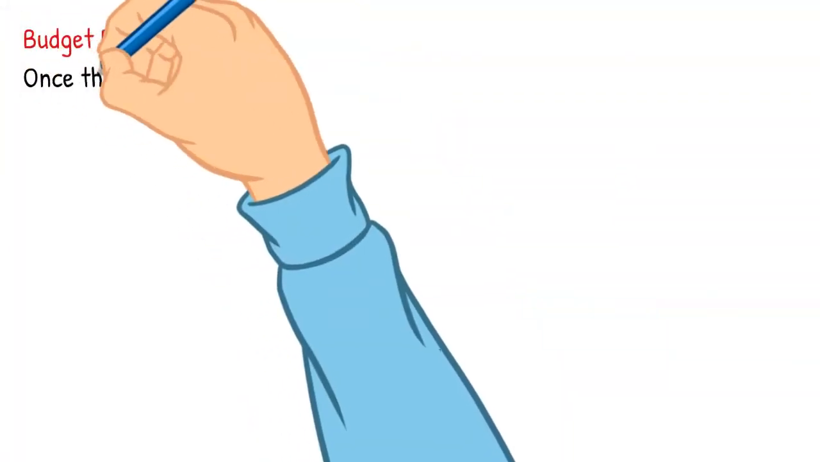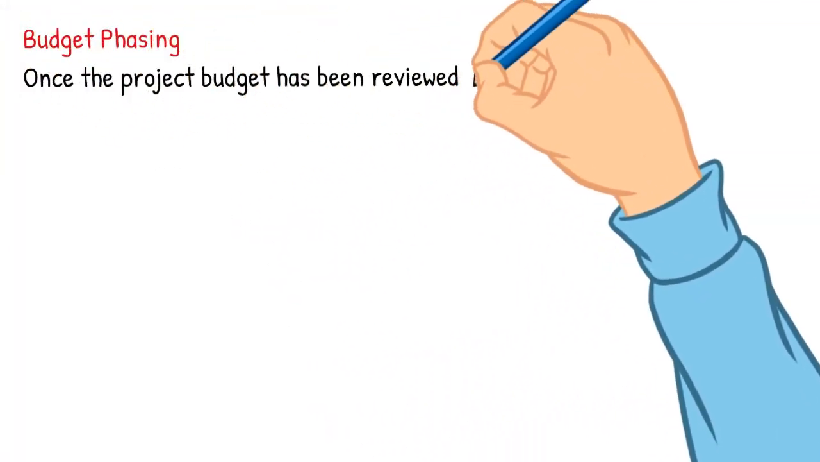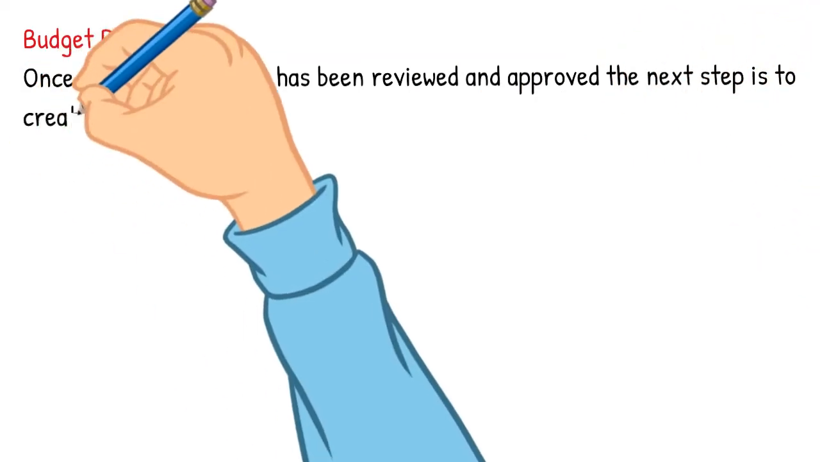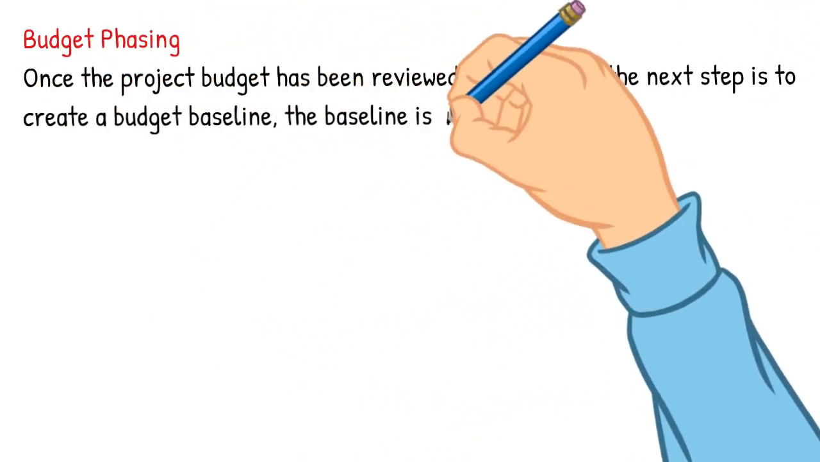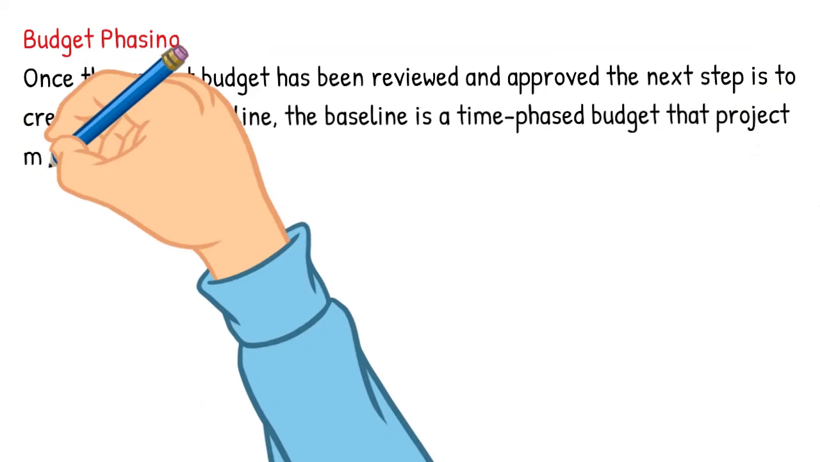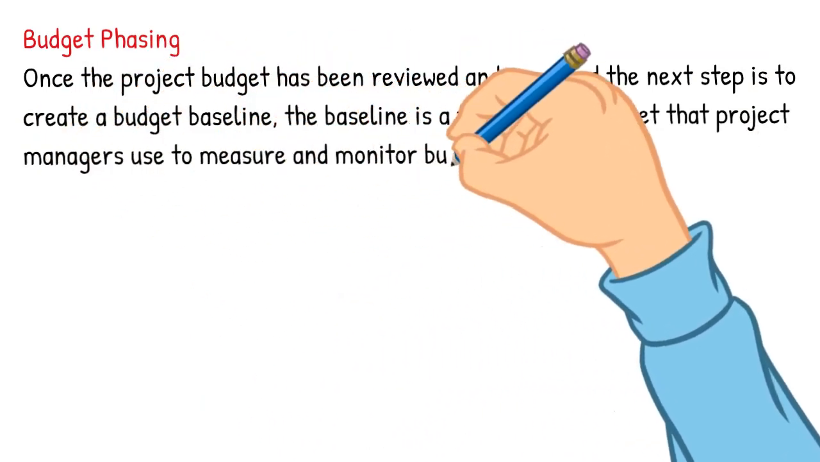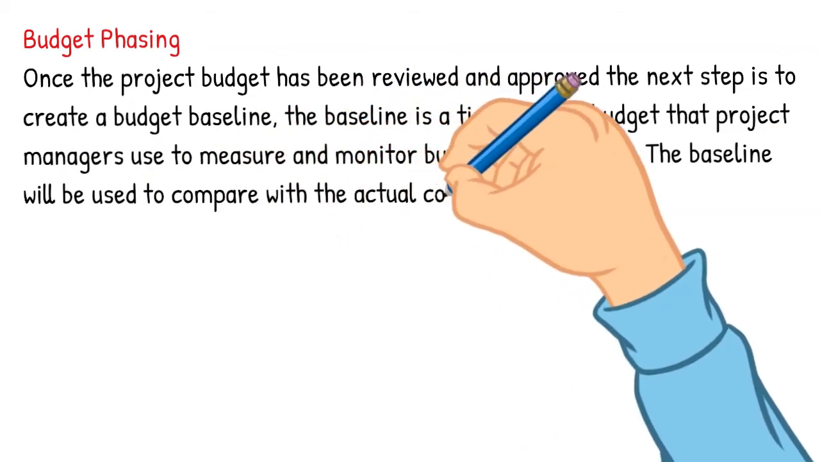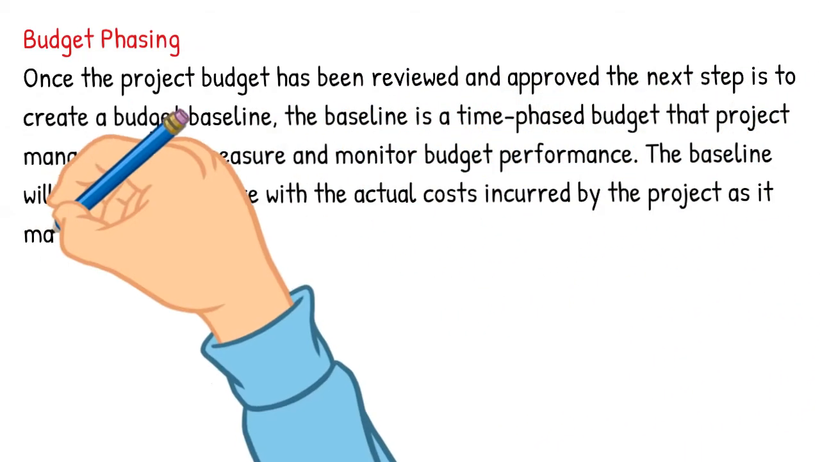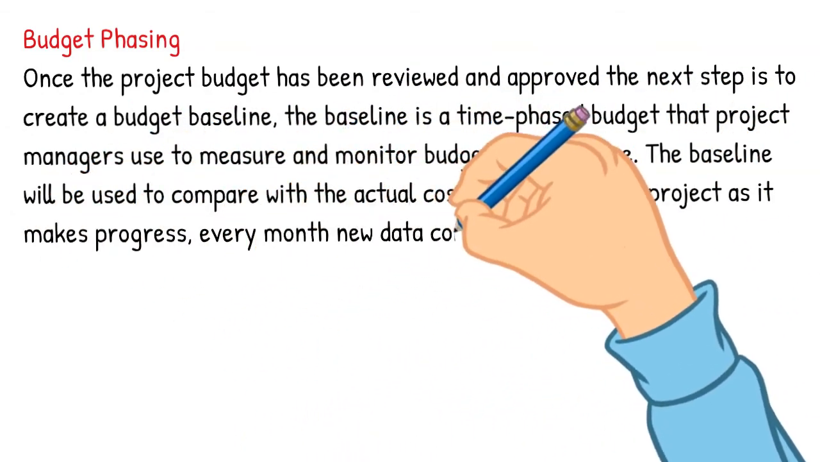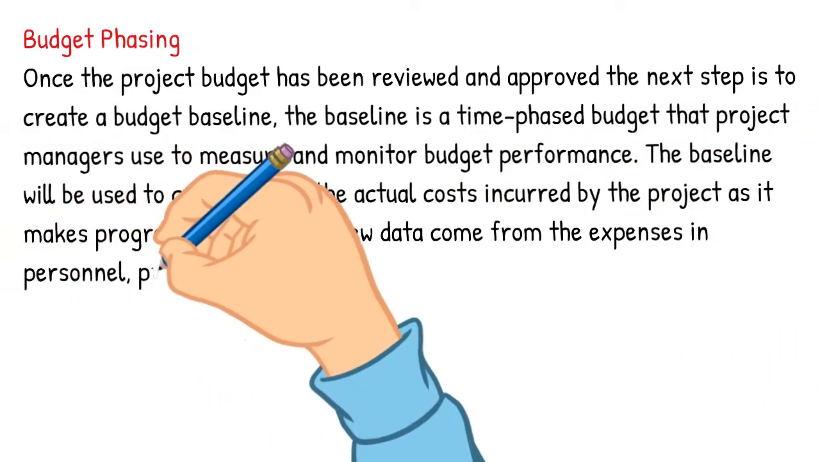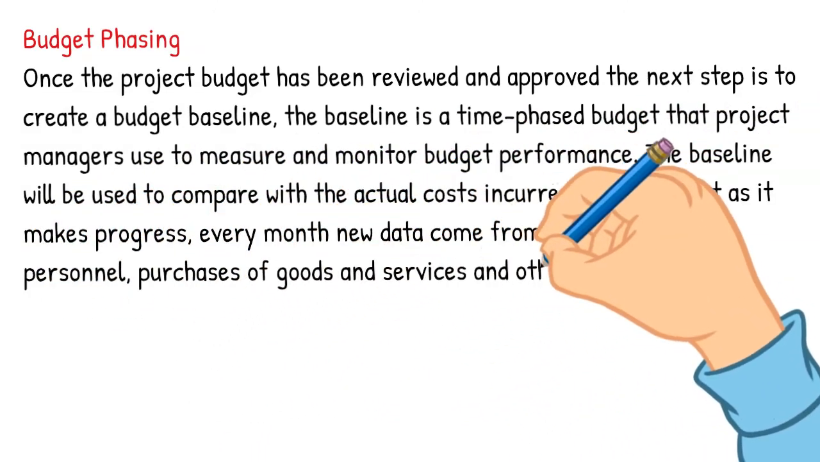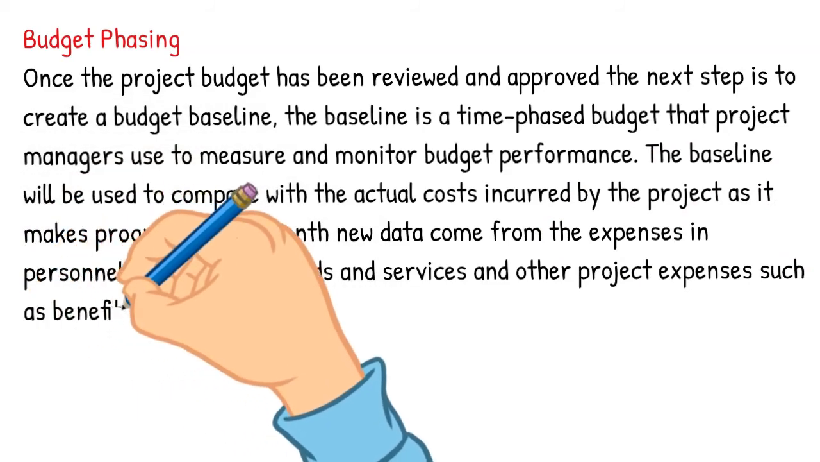Budget phasing. Once the project budget has been reviewed and approved, the next step is to create a budget baseline. The baseline is a time-phased budget that project managers use to measure and monitor budget performance. The baseline will be used to compare with the actual costs incurred by the project as it makes progress. Every month new data come in from the expenses in personnel, purchases of goods and services, and other project expenses such as benefits and shared costs.